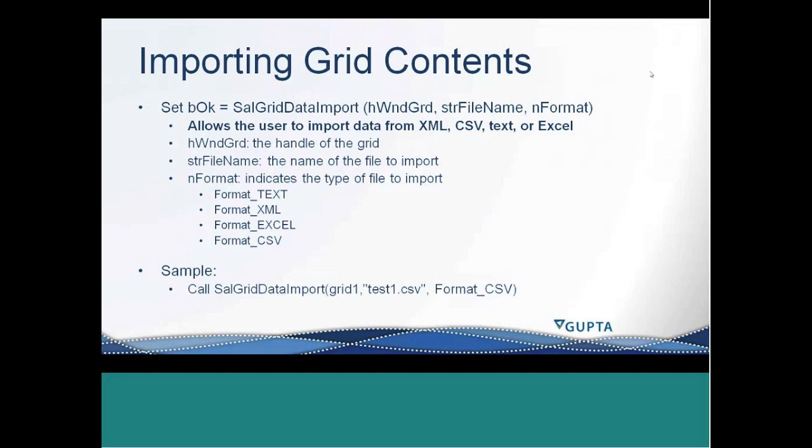So in 6.0, you could export. Now to complete that set of functionality, SalGrid data import to import data from XML, CSV, text, or Excel files into your grid. So again, very straightforward. The first parameter is the handle of the grid. The second parameter is the name of the file that you want to import and what is the format of that file. So in the example here, SalGrid data import, test1.csv, the format is CSV to bring the contents of that file into your grid automatically.